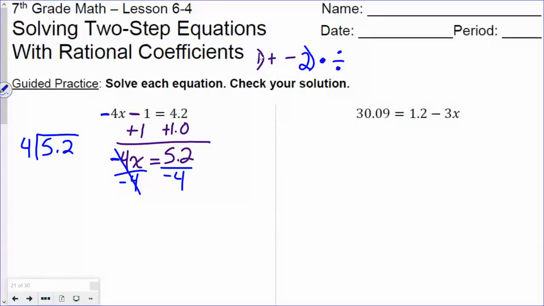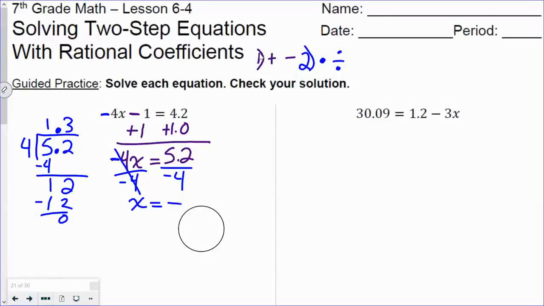Now, 4 is already a whole number, so you don't need to do any moving of the decimal. Just do your long division. And then remember your decimal here goes straight up. And then we get that x equals a negative.